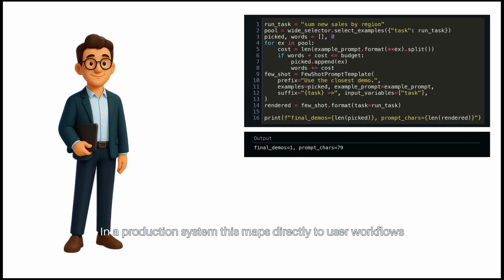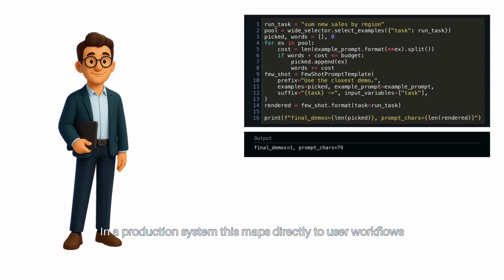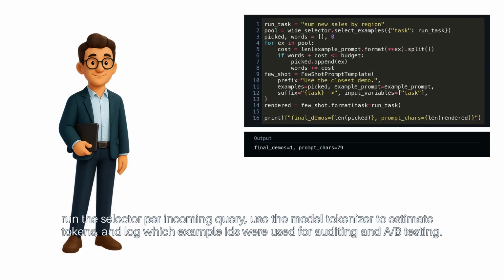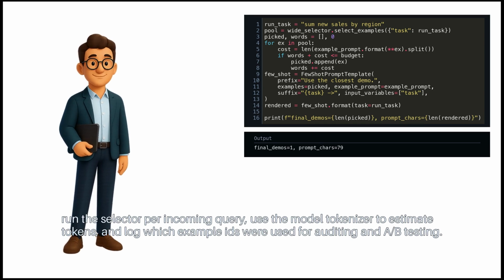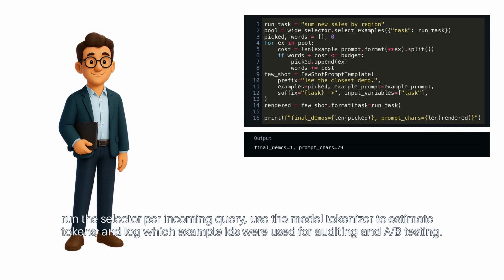In a production system, this maps directly to user workflows. Run the selector per incoming query. Use the model tokenizer to estimate tokens, and log which example IDs were used for auditing and A/B testing.